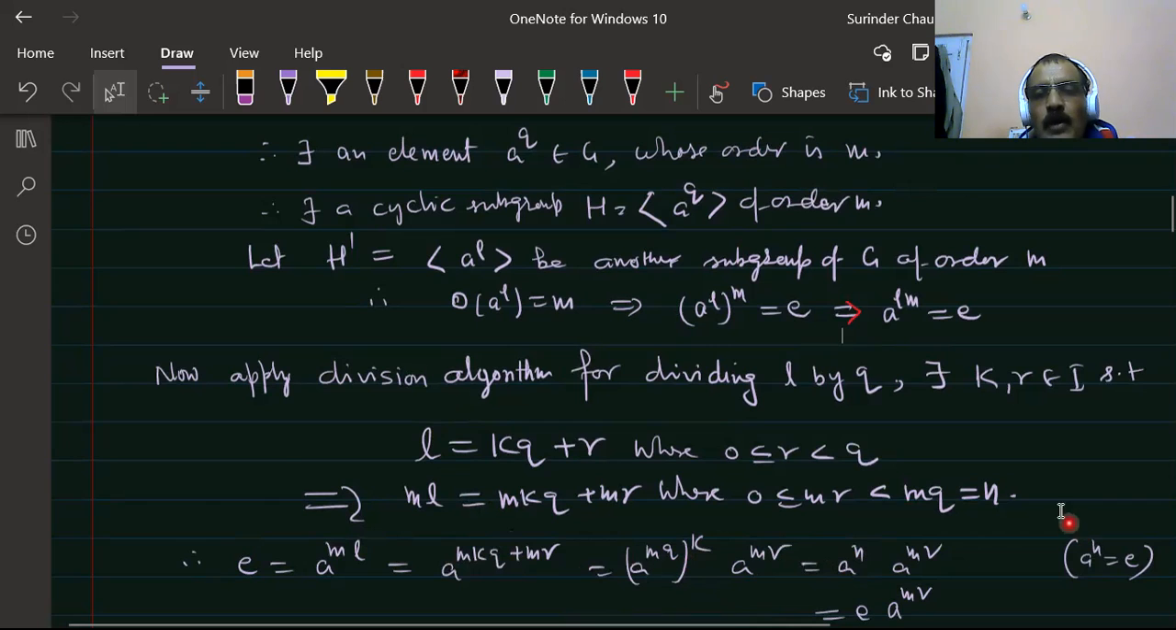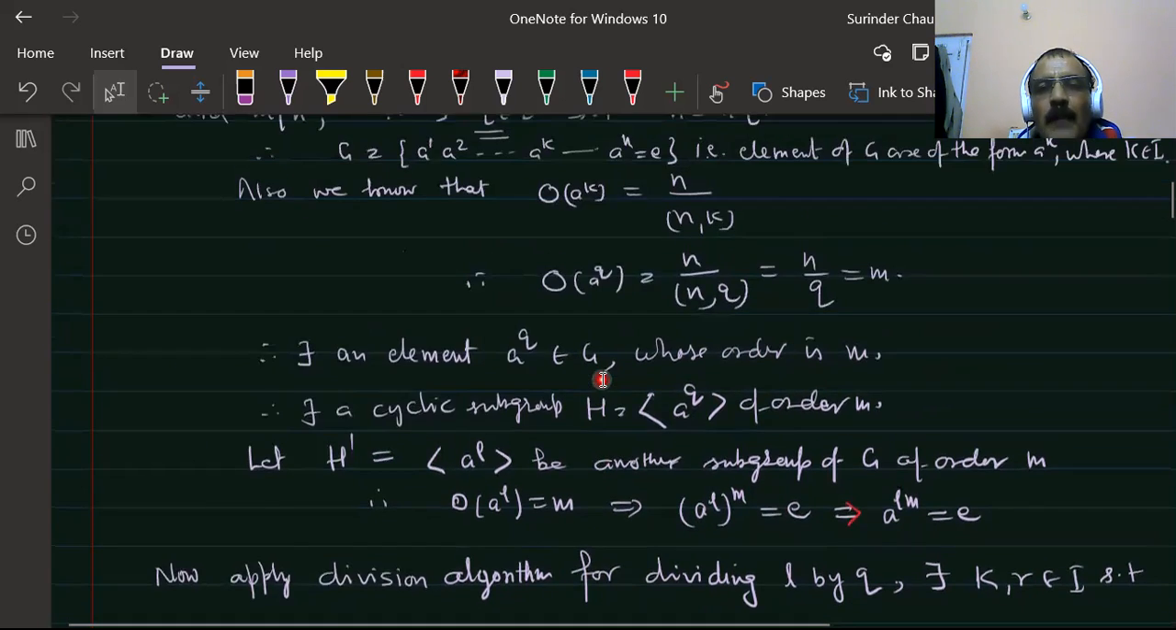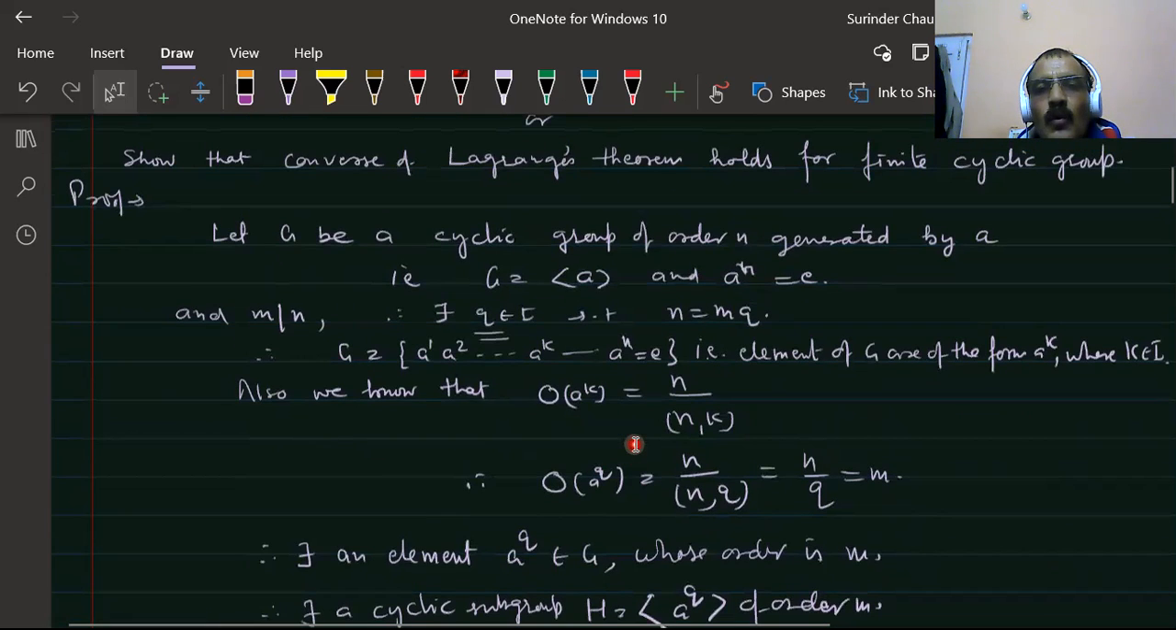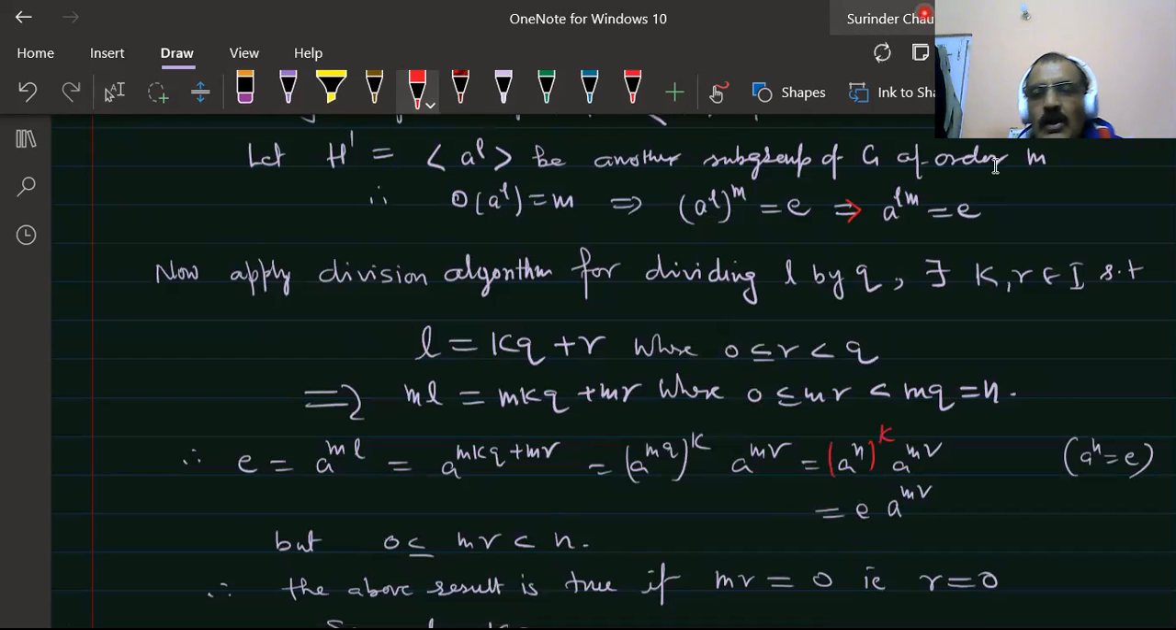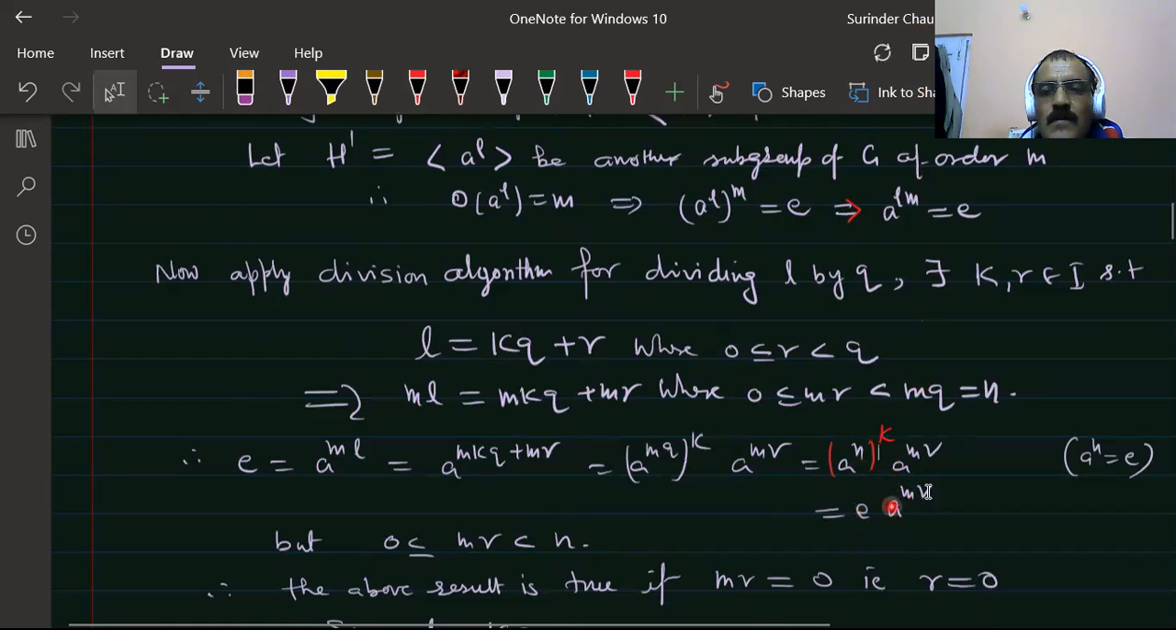a^(mQ) to the power K is equal to a^n to the power K, and a^n is equal to e. So a^(mQK) is equal to e^K, which is e. Therefore e comes out to be a^(mR), but 0 is less than mR is less than n. So e comes out to be a^(mR) and mR is less than n.